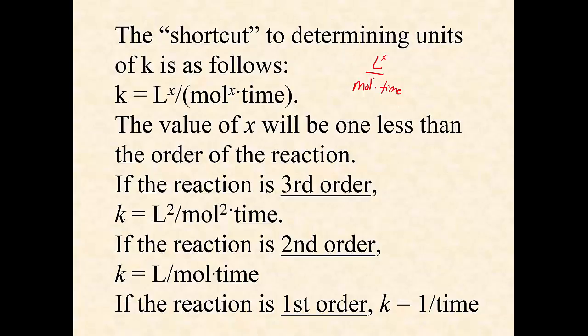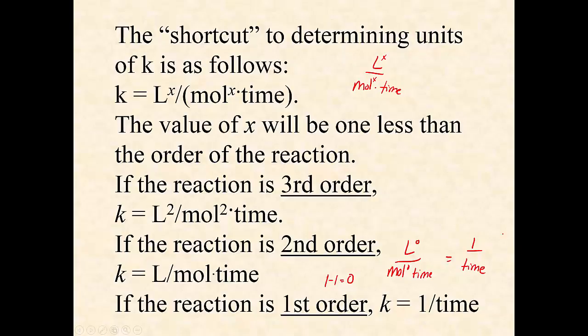Now this X, the way to figure out X, it's just going to be one less than the overall rate order. So X is one less than the rate order. So if it's a third order, like that last one was a third order, 3 minus 1 is 2. That's why our exponents were 2. If it's a second order, it would be liters per mole per time. Okay, if it's a first order, well, 1 minus 1 is 0. If I have liters to the 0 over moles to the 0 times time, well, anything to the 0 power is 1, and this is why it would just be 1 over time.